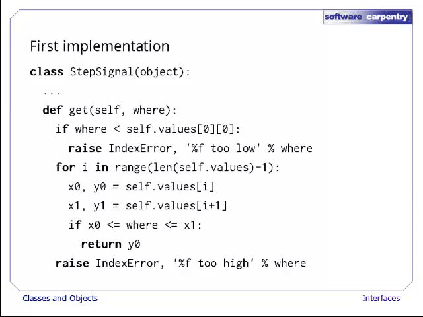Otherwise, we loop over the xy pairs we saved in self.values until we find an x coordinate that's just less than or equal to our sample point and return the corresponding y value. If we reach the end of our data without finding one, i.e. if our sample point is past the right end of our data, we also raise an exception.